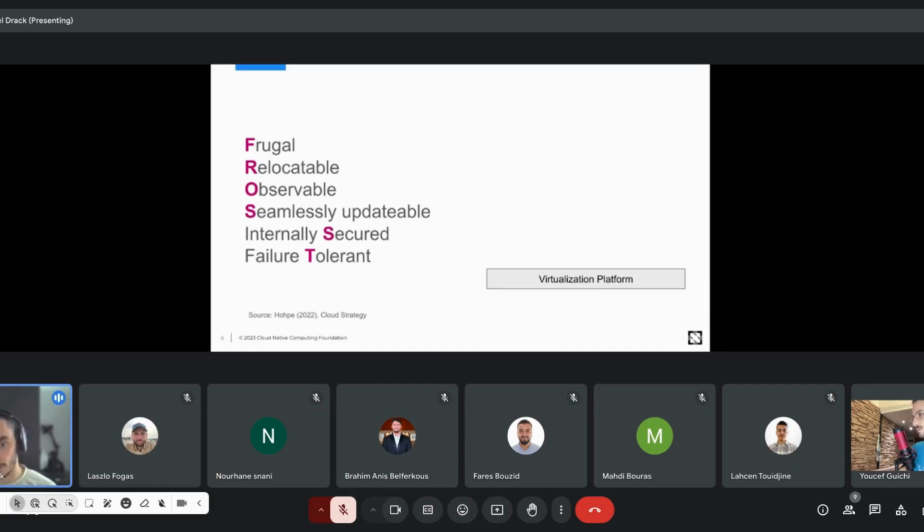Now, Gregor Hohpe, which is one of the most famous IT architects nowadays, described cloud applications with this FROST acronym, which starts with the first word, which is called frugal, which means it's small, self-contained, efficient, in a sense that applications, as I mentioned, tend to be smaller than they used to be.